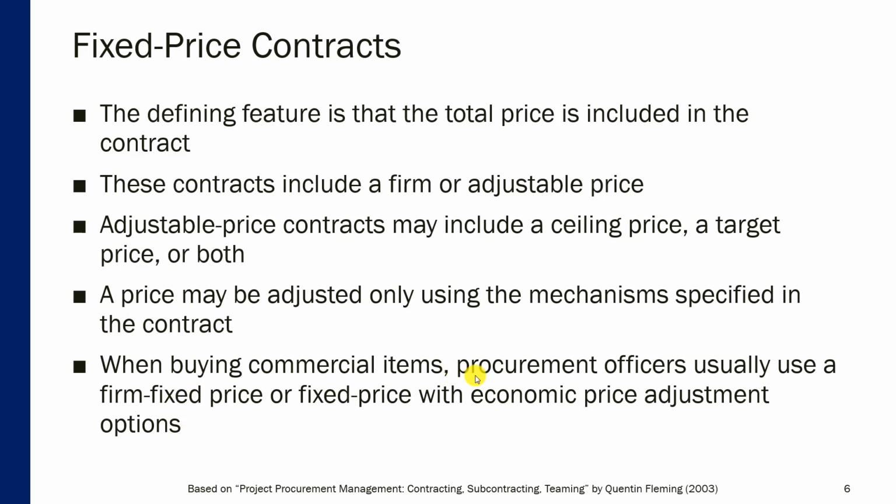When buying simple commercial items, or not necessarily simple, but things that are already available in the market, procurement officers usually use a firm fixed price or fixed price with economic price adjustment options. So firm fixed price means there's a firm price and there's nothing beyond that. Fixed price with economic price adjustment means the price is fixed, but it's dependent on economic conditions.